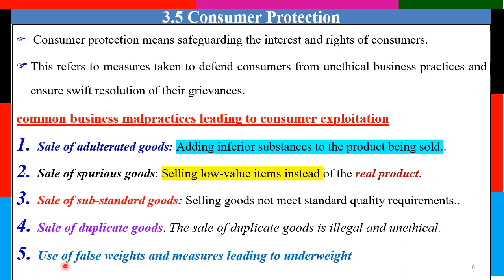Number 5, use of false weights and measures leading to underweight. This is also misconduct practiced by the business, and those are some factors that may affect the consumer. So it is better to protect the consumer from such types of malpractice or misconduct.